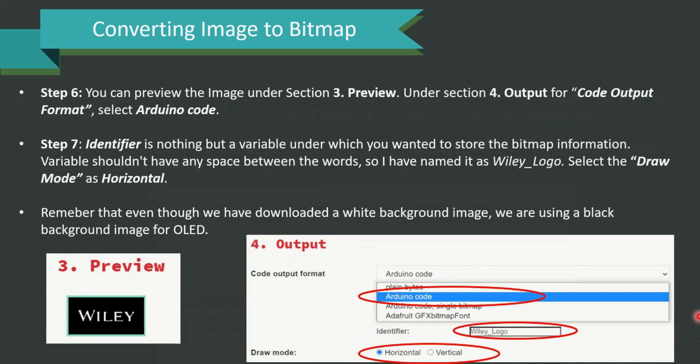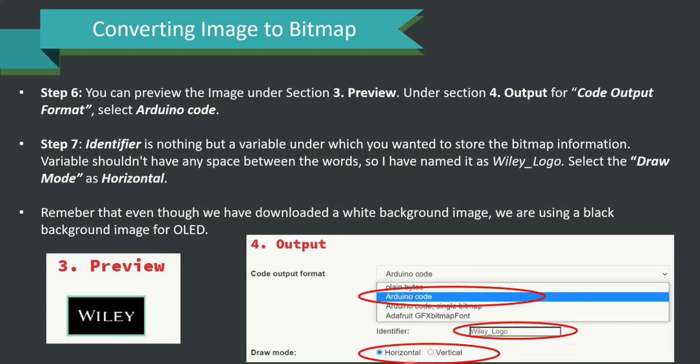Step 6. You can preview the image under section 3. Under section 4, for code output format, select Arduino code. You can see that here in code output format, you need to select Arduino code. Identifier is nothing but a variable in which you want to store the bitmap information. The variable shouldn't have any space in between, so we have named it wiley_logo. You can remember it as name.